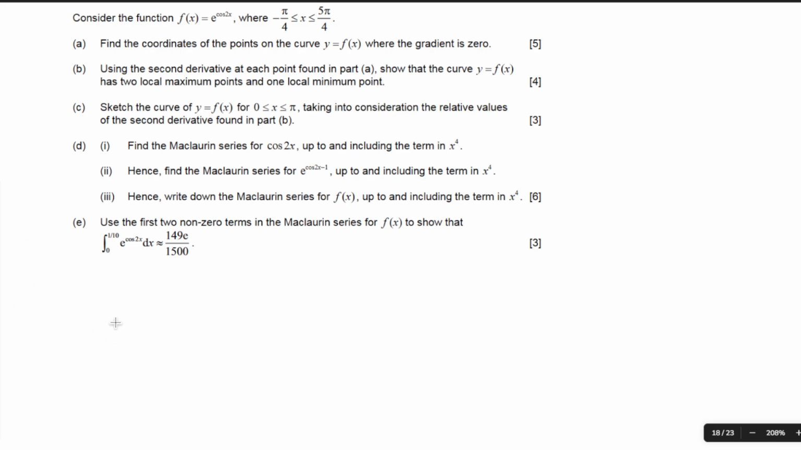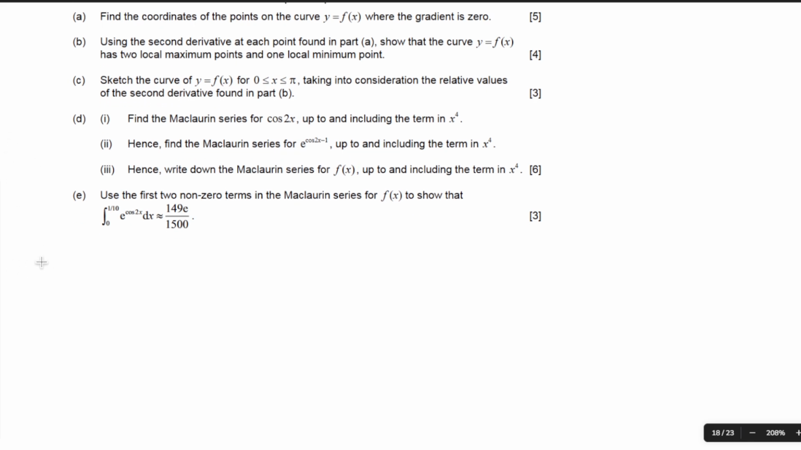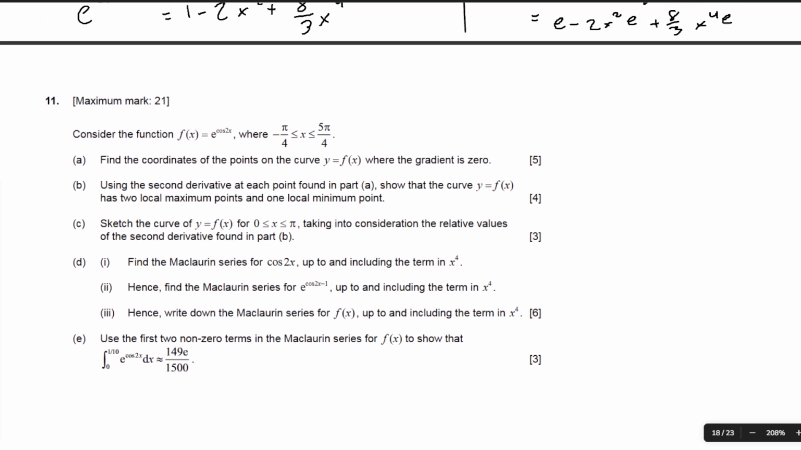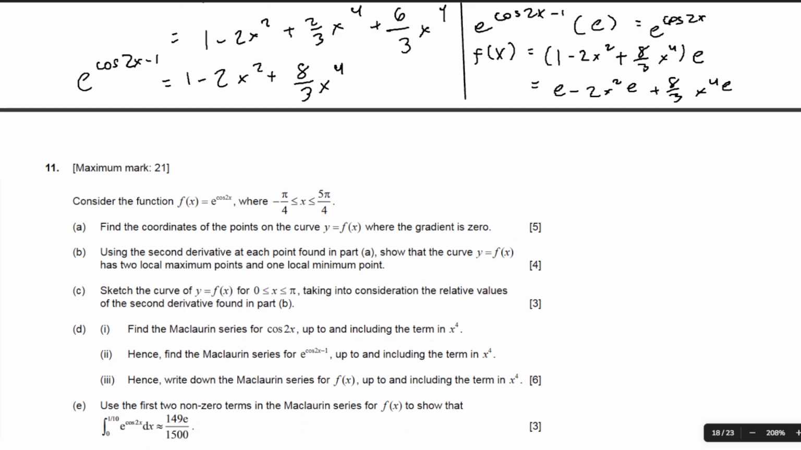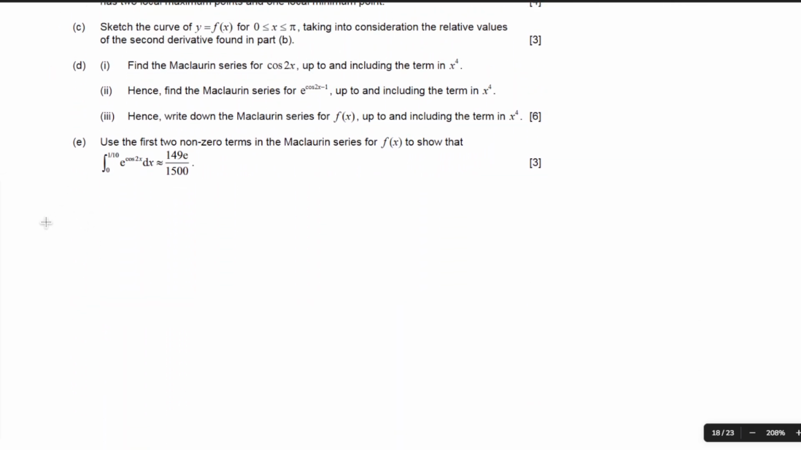Next, we have to use the first two non-zero terms in the Maclaurin series for f of x to show that the definite integral of e power cos 2x dx from 0 to 1 over 10 is just about equal to 149e over 1500. All right, so for this, we need to remember that our first two non-zero terms here are this right here. So we have e and we have minus 2x squared e. Okay, so we just substitute that in there.